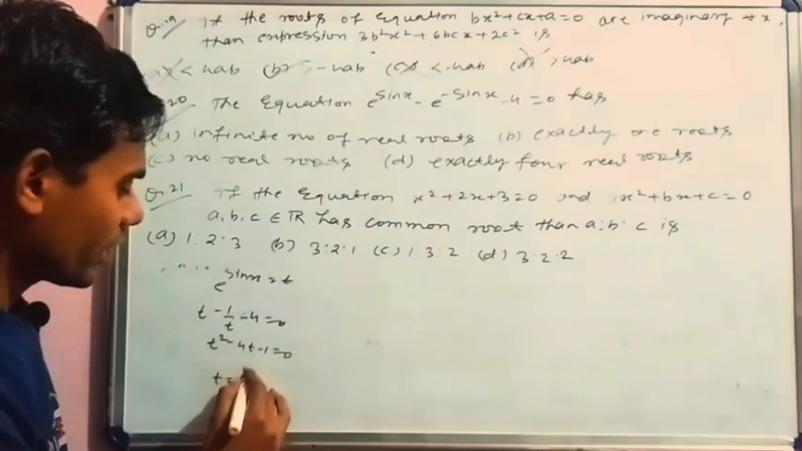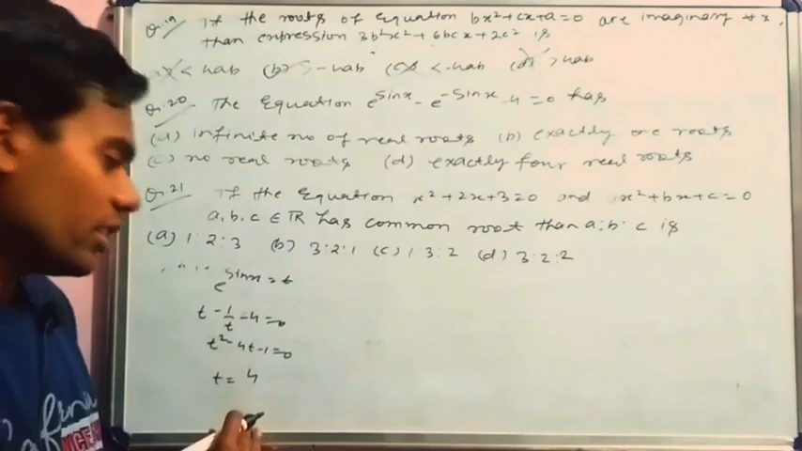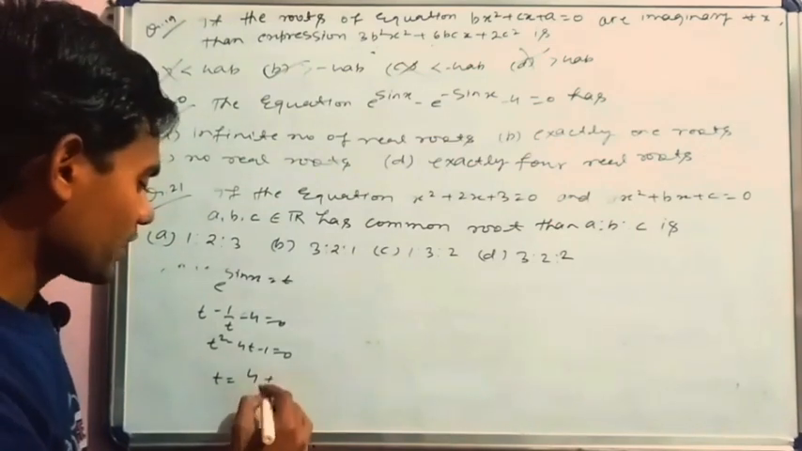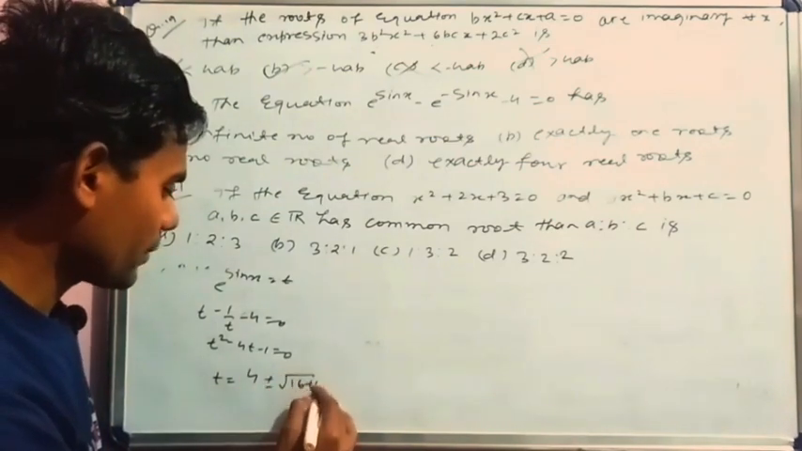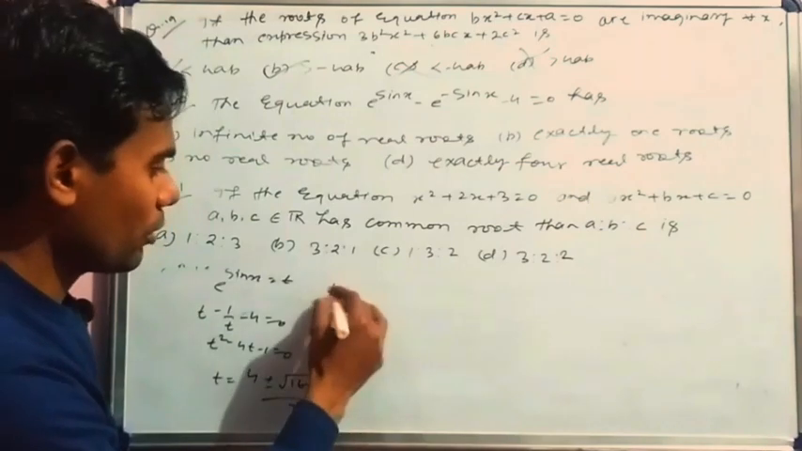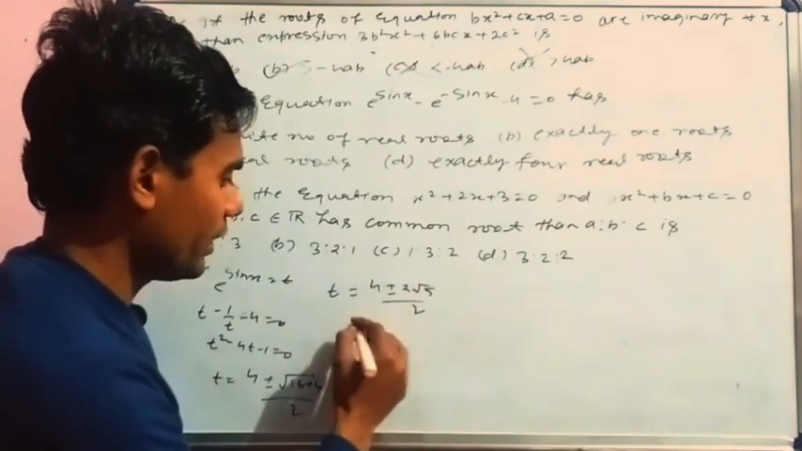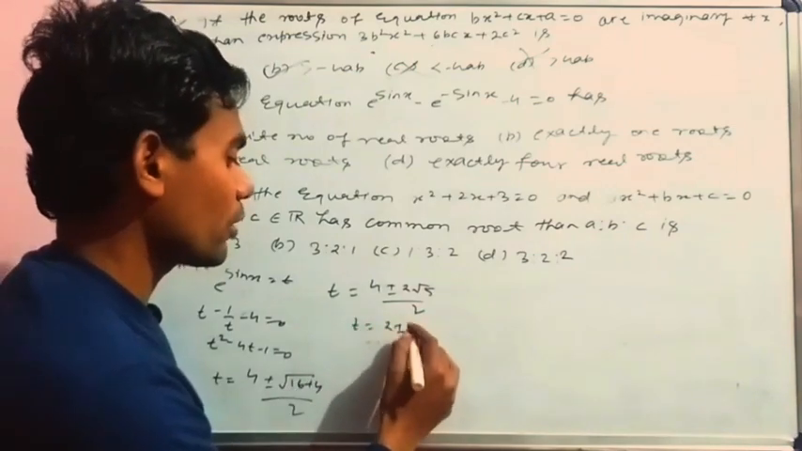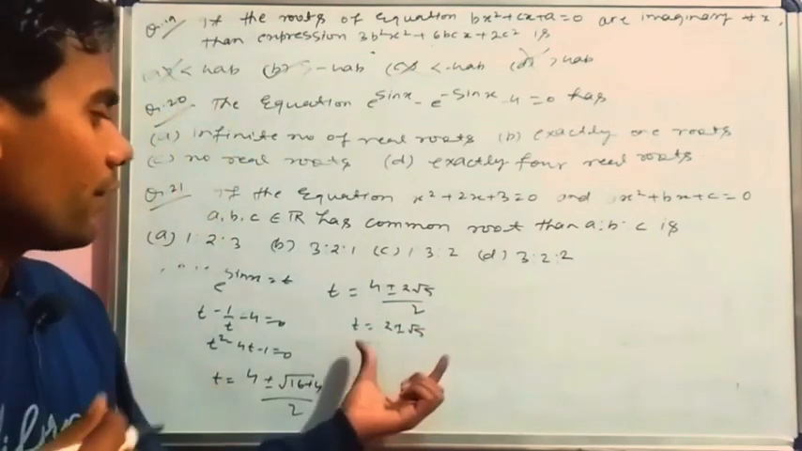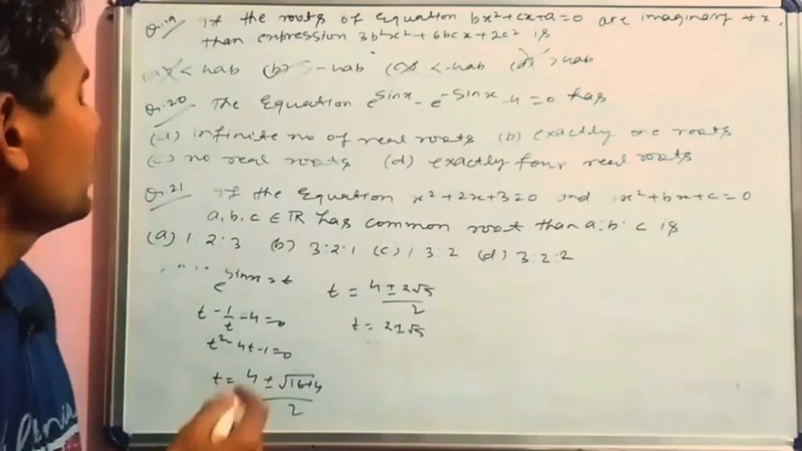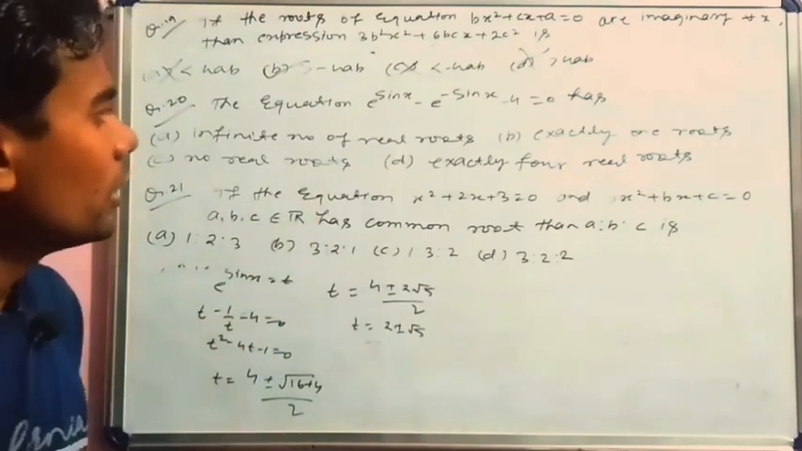The roots of this quadratic equation, with the help of the Sridhar formula, are minus b plus minus square root of b square minus 4ac divided by 2a, and the value of t is equal to 4 plus minus 2 square root of 5 divided by 2, and t is equal to 2 plus minus square root of 5. And then it has an infinite number of roots.